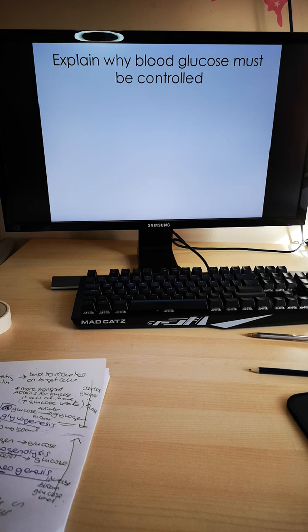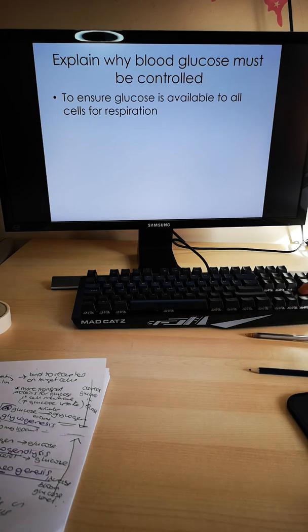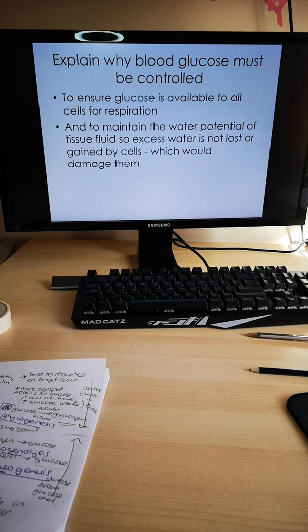Explain why blood glucose must be controlled. To ensure glucose is available for all cells for respiration, and to maintain the water potential of the tissue fluid, so excess water is not lost or gained by cells, which could damage them. Both synoptic ideas, both things they could ask you in the exam.